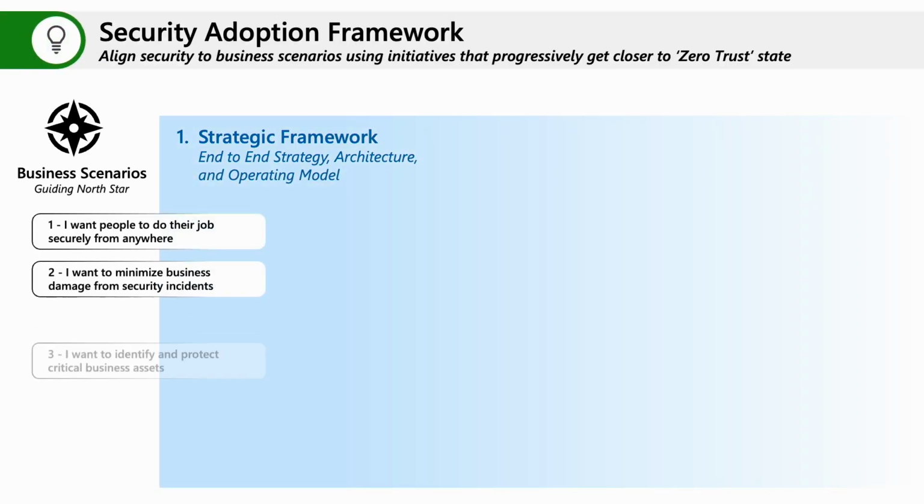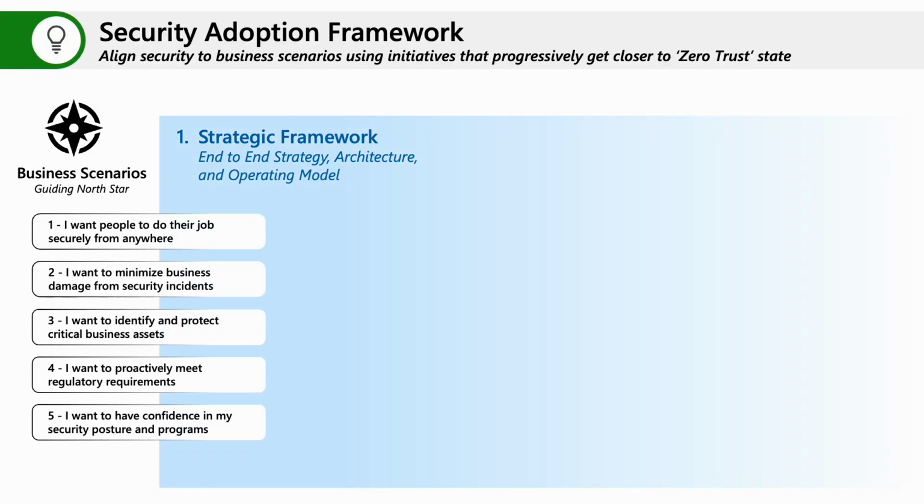Now, the adoption framework itself, as we get into the way that we think through this, as I mentioned earlier, there are those business outcomes. Whether or not your business is already asking for it, as a security team you should be trying to make and meet some promises: helping people do their job securely from anywhere, and minimizing business damage from security incidents.